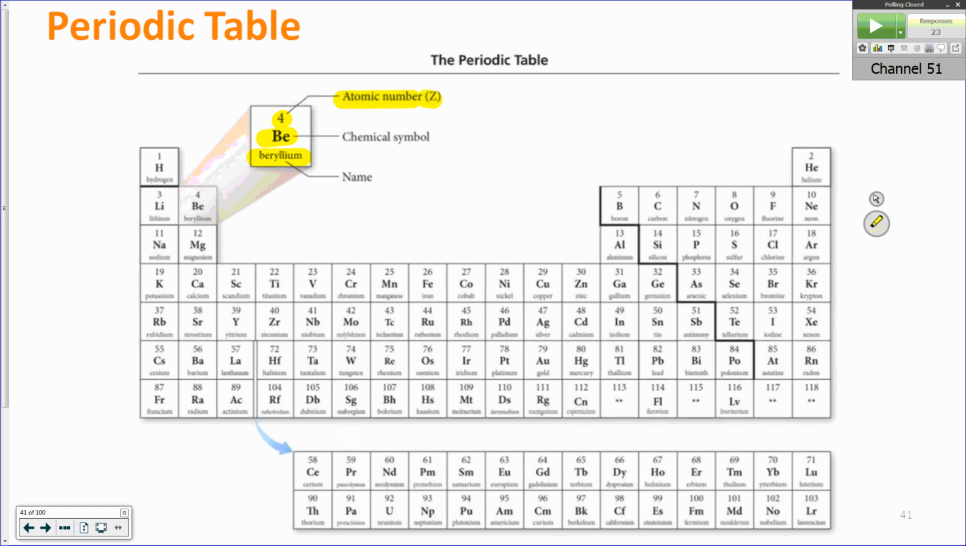Sometimes the abbreviation is easy to figure out. Carbon starts with a C, that makes sense. Nitrogen starts with an N, that makes sense. Fluorine starts with an F, that makes sense. Neon starts with NE, the first two letters, that makes sense.